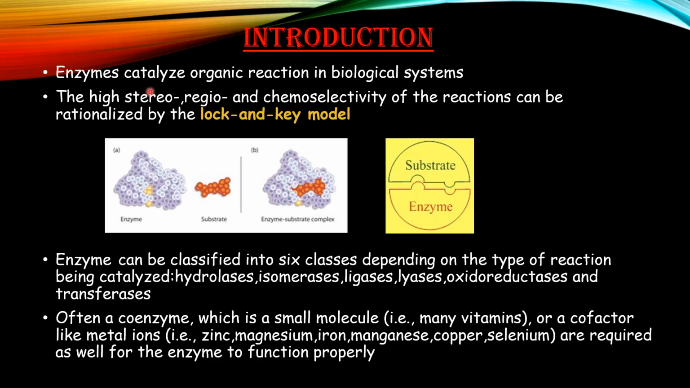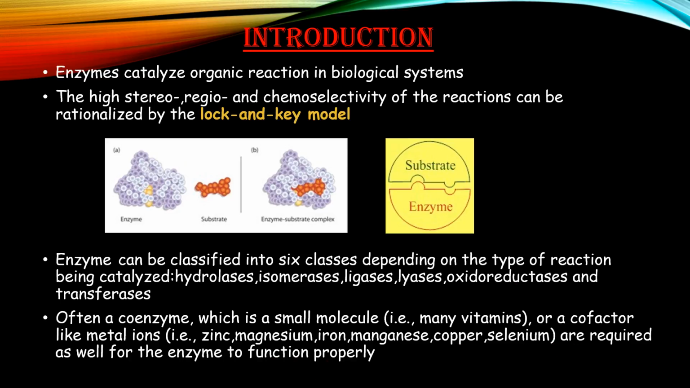Here, enzymes catalyze organic reactions in biological systems. The high stereo, regio, and chemoselectivity of the reactions can be rationalized by the lock and key model. We can see it here. Enzymes can be classified into 6 classes depending on the type of reaction being catalyzed: hydrolases, isomerases, ligases, lyases, oxidoreductases, and transferases. Often a coenzyme, which is a small molecule, that is many vitamins, or a cofactor like metal ions, that is zinc, magnesium, iron, manganese, copper, selenium, are required as well for the enzyme to function properly.